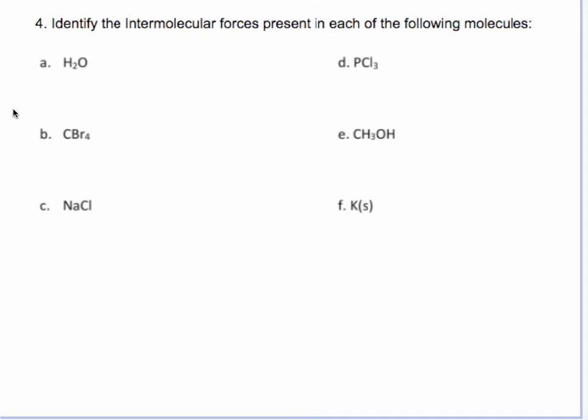So the first thing that you want to do is to draw the Lewis structure. So water, you've probably drawn it a lot, but it's going to look like this. Okay, and so water is bent. And because it's a bent molecule, because it has lone pairs on the central atom, it makes it polar. So we know that water has London dispersion forces because everything has that. Because it's bent and polar, it also has dipole-dipole, and water can hydrogen bond.